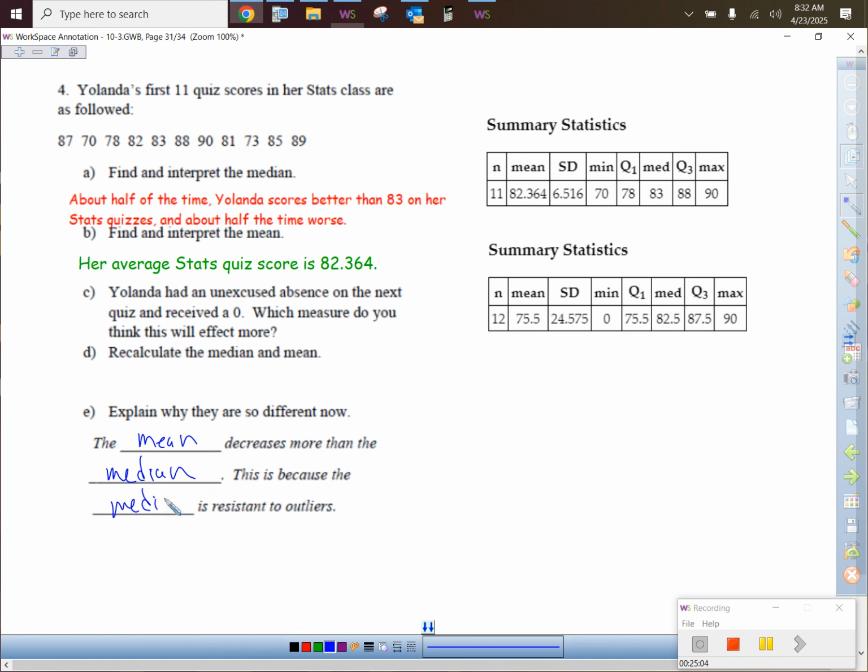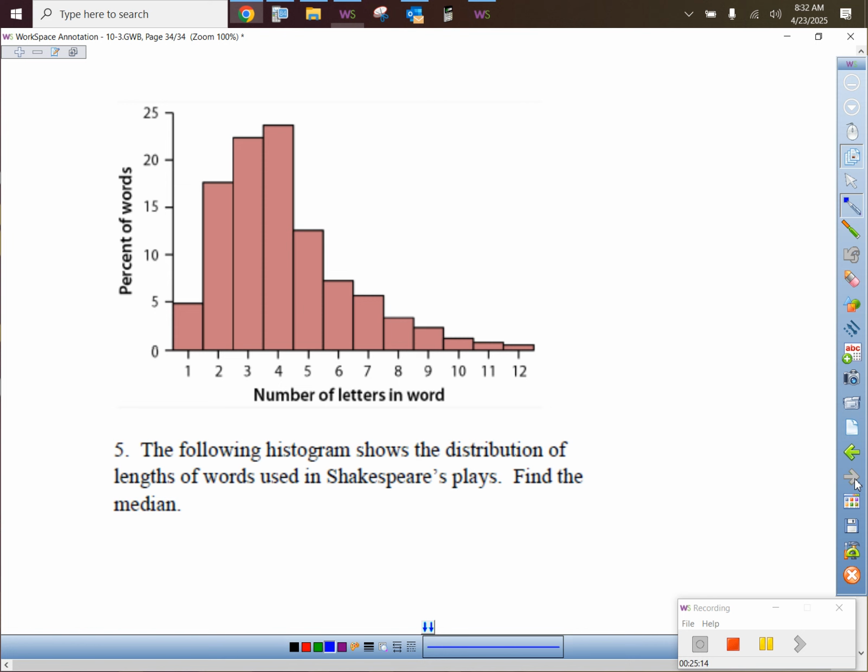What do you think? Not too bad, huh? These are measures of center: mean, median, and mode. Cool? Oh, wait, there is one more question. I like to do it because there are homework questions like it. The following histogram shows the distribution of lengths of words in Shakespeare's plays. Find the median. People are like, excuse me?